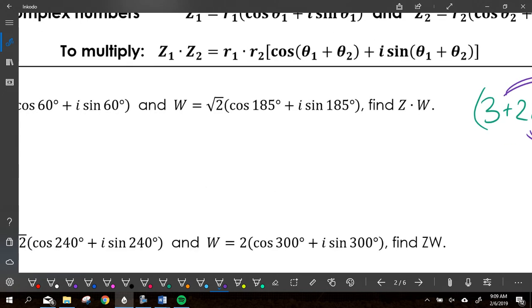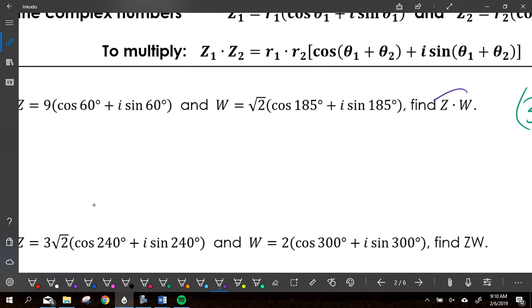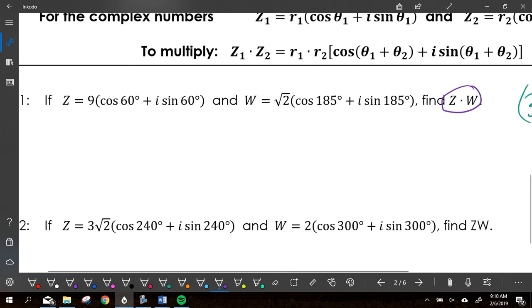This is a little formula that you might need to remember, but it's pretty straightforward. To multiply two imaginary numbers together in polar form, all you need to do is take the two radiuses and multiply them together, and take the two angles and add them together. That's it. So if I want to find z times w in this first problem, I'm going to take the two radiuses, the two numbers in front, and multiply them together. It's 9 square root of 2. I can't combine them, so that's my answer.